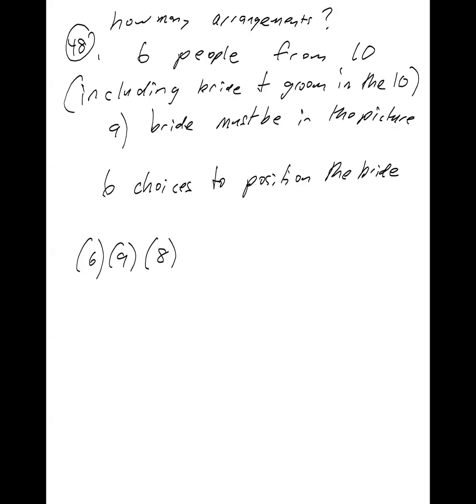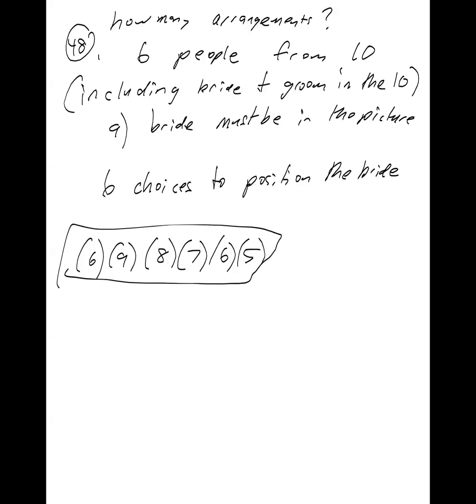So 6 times 9 times 8, and then how many people are left to go in the third remaining spot? 7, and then 6, and then 5, right? So you basically have 6 positions to put the bride in, and then you have 9 choices to put somebody in spot A that remains, and 8, 7, 6, 5, like that, right? Does that make sense? Okay, perfect. Okay, good job.